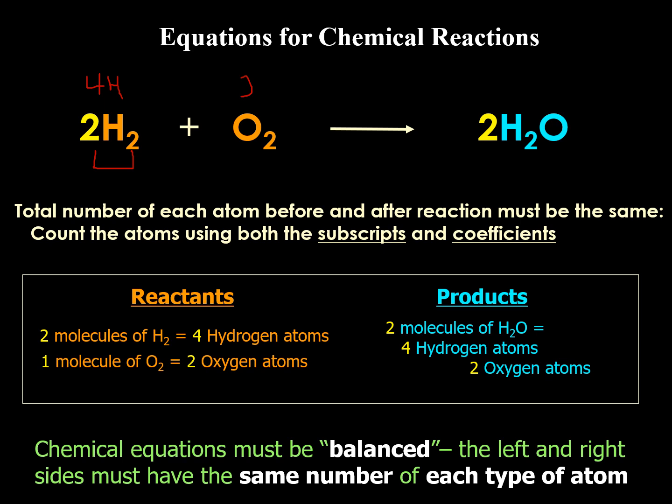We have 2 oxygen atoms. On the right, we have 4 hydrogen atoms, and we have 2 oxygen atoms. So we look at the left and the right, and we have a balanced chemical equation. Again, for balancing chemical equations, we need the same amount of a particular element on the left as that particular element on the right.